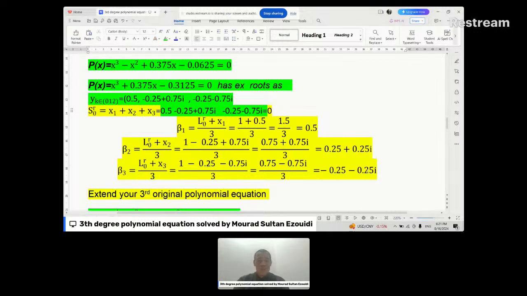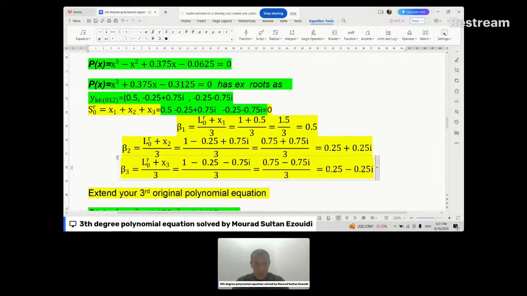Learners, if you add these three roots, 0.25 plus 0.5 plus 0.5 will give you 1, and the rest has to be equal to 0, because plus 0.25i minus 0.25i is equal to 0. These are the roots of your original third degree polynomial equation.